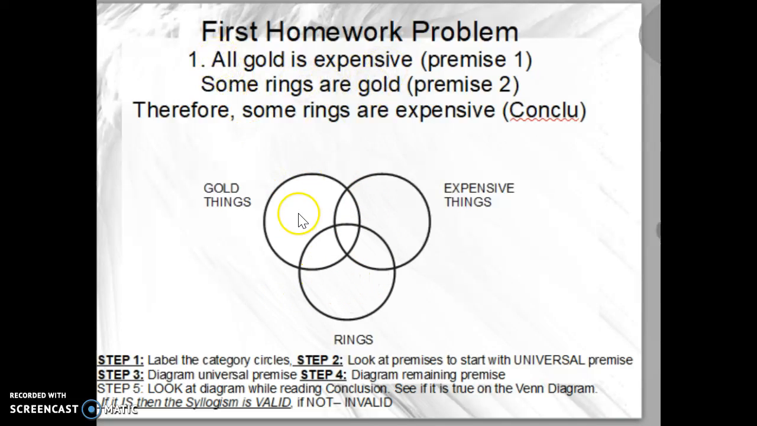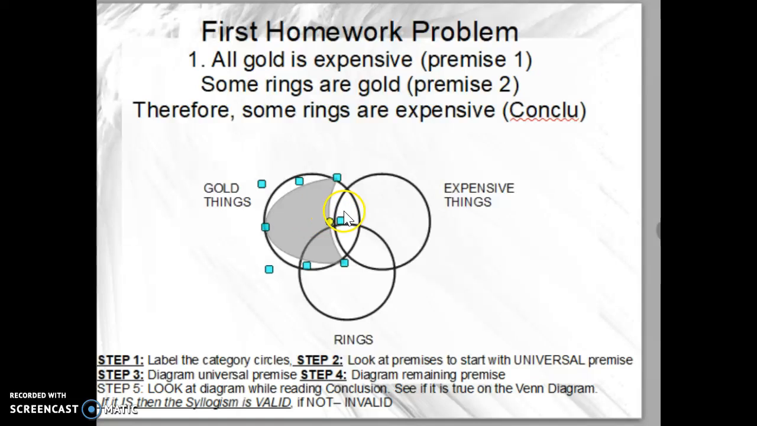So all gold is expensive. Basically what I need to do is take all the gold things and push them into this part that's going to be left, the expensive things part. So to do that, I'm going to shade out all this. You'll just use your pencil and shade this region in, but you're basically going to cover this region here and this region down here. These are all the gold things that are outside of the expensive circle.